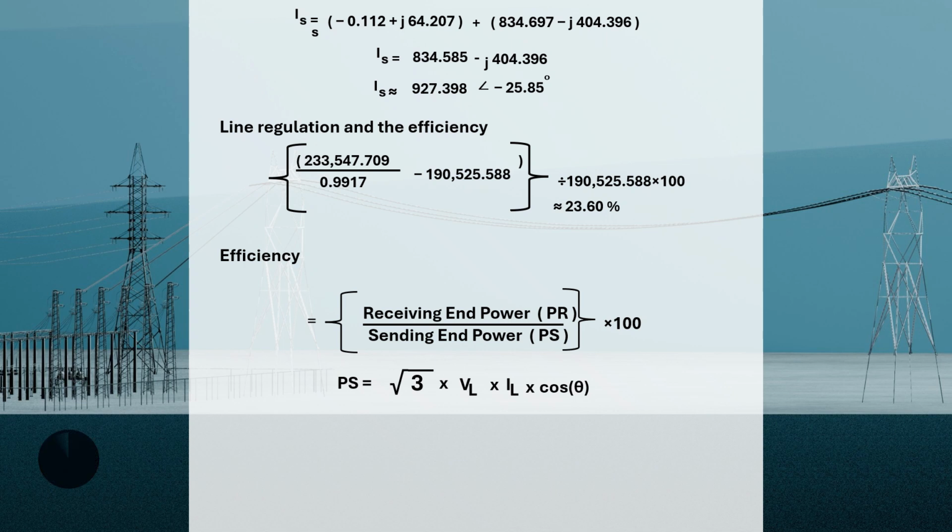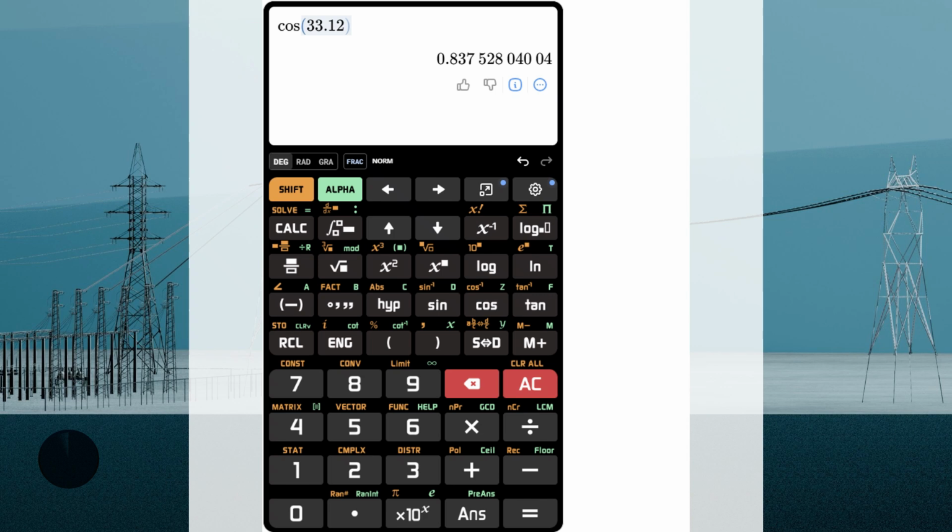In this case, the line voltage is 404,516.497 volts. The line current is 927.398 amperes. Again, it is worth noting that in order for us to determine the correct power factor of the transmission line, we will need to add the phase angles of voltage and current at the sending end. The angle of the line is 33.12 degrees, and the cosine of 33.12 degrees is approximately 0.83.